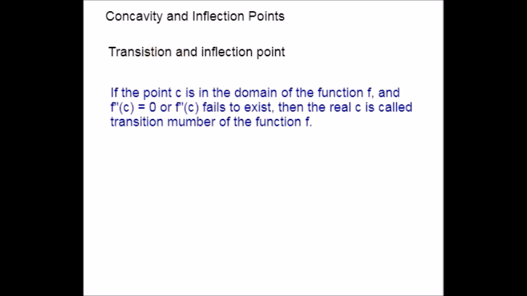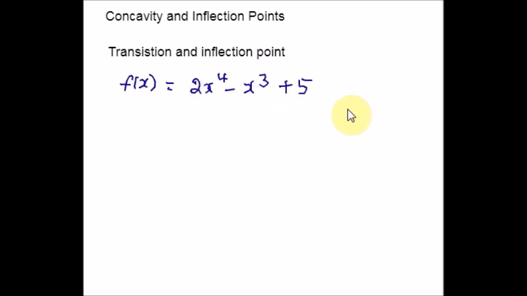Okay, let me take one example and explain it to you. I have taken a polynomial. In order to find the concavity, you should find the second derivative. Okay, let me start with the first derivative. The first derivative will be 8x cubed minus 3x squared, and the third term vanishes because it does not have any variable. Now let's find the second derivative. Again we are going to apply the power rule: 8 times 3x squared, 3 times 2x. So f double dash of x is 24x squared minus 6x.